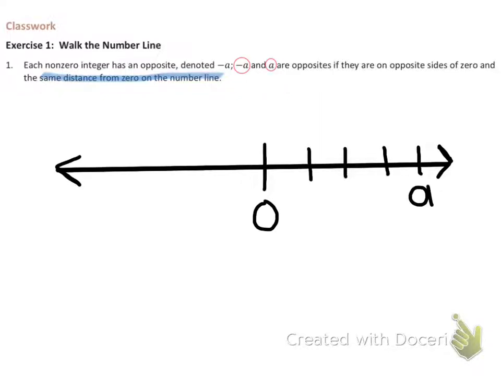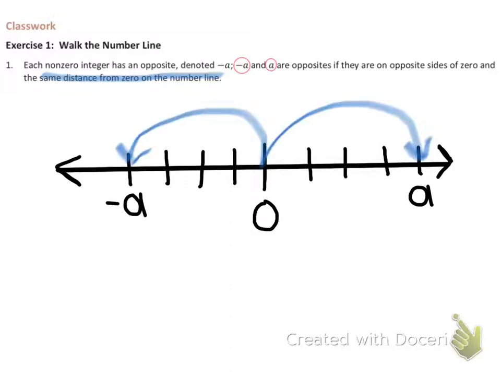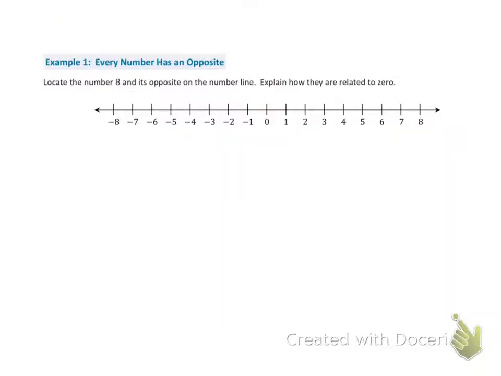So here's my number line. Here is 0, and I went to the right because to the right is positive numbers. I labeled that a, and then to the left, negative a, and I made sure to move the same number of units. I went 4 units to the right and 4 units to the left. So a negative number and a positive number are opposites if they're the same distance away from 0.